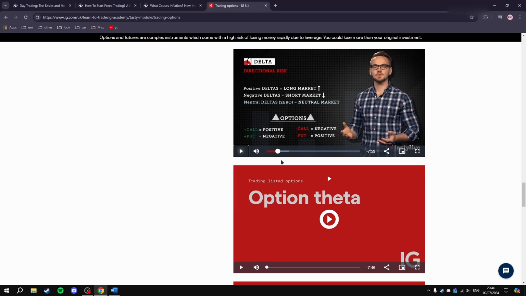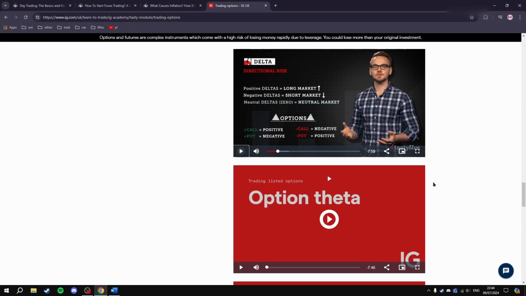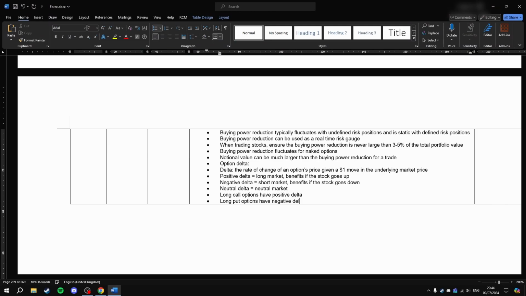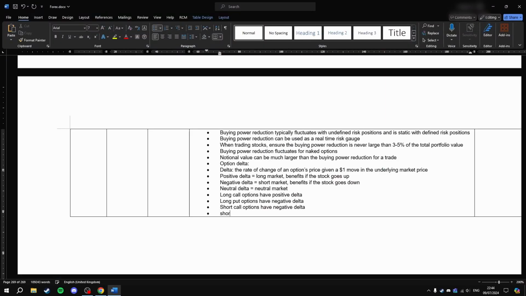Long call options have positive delta. Long put options have negative delta. Short call options have negative delta. Short put options have positive delta.